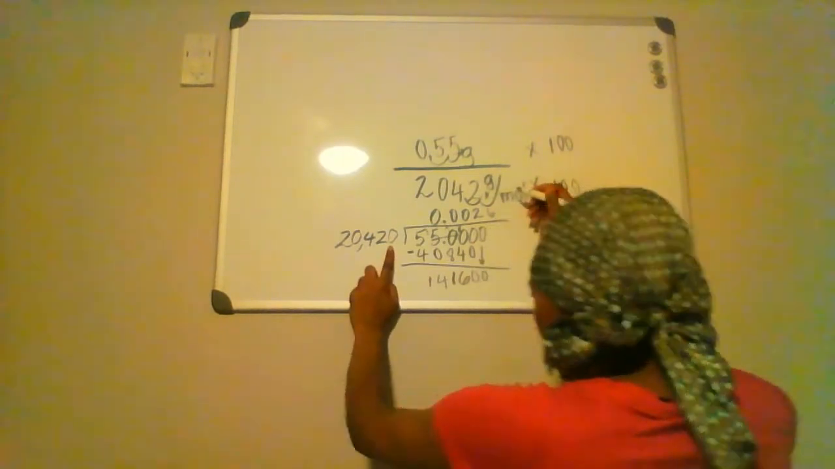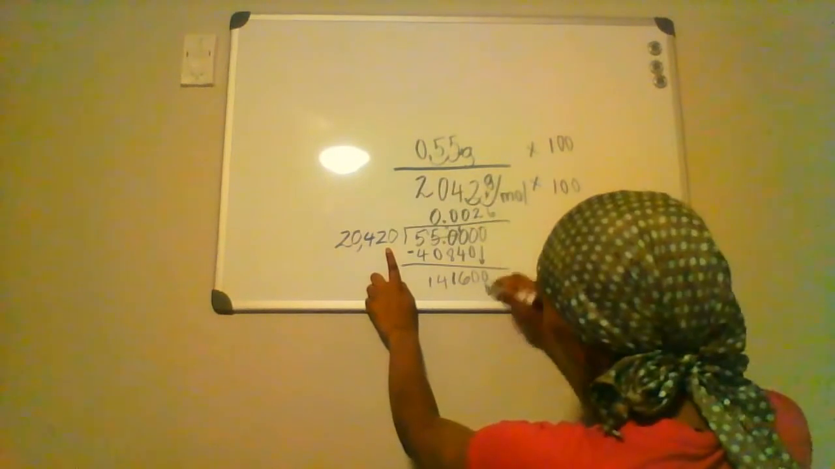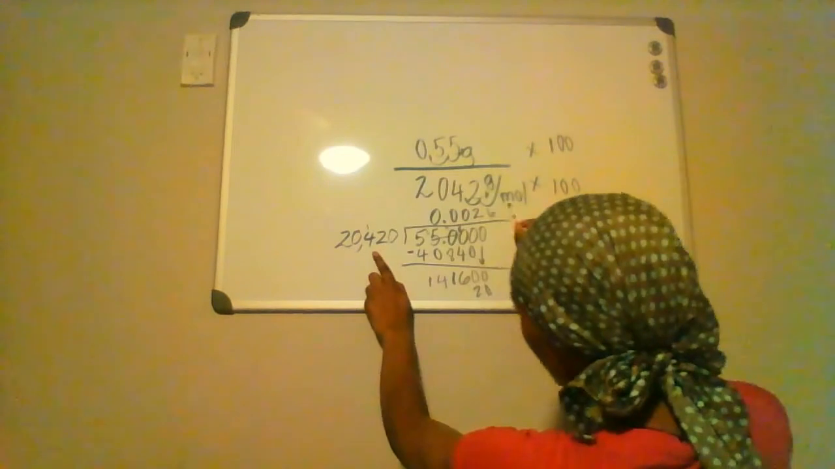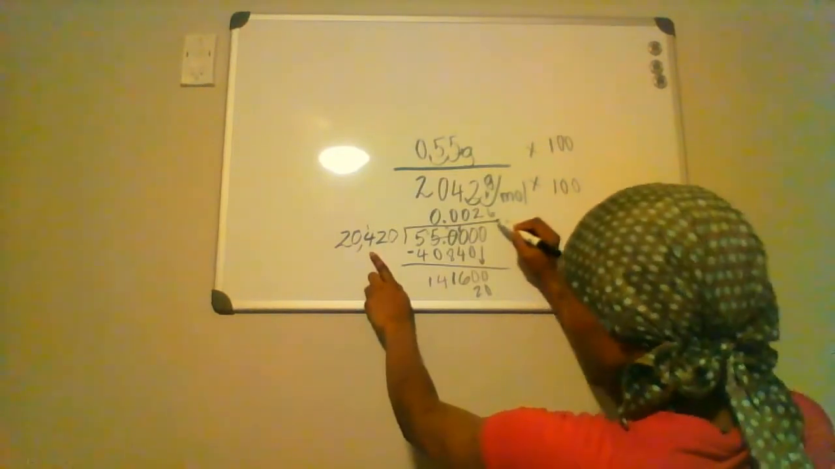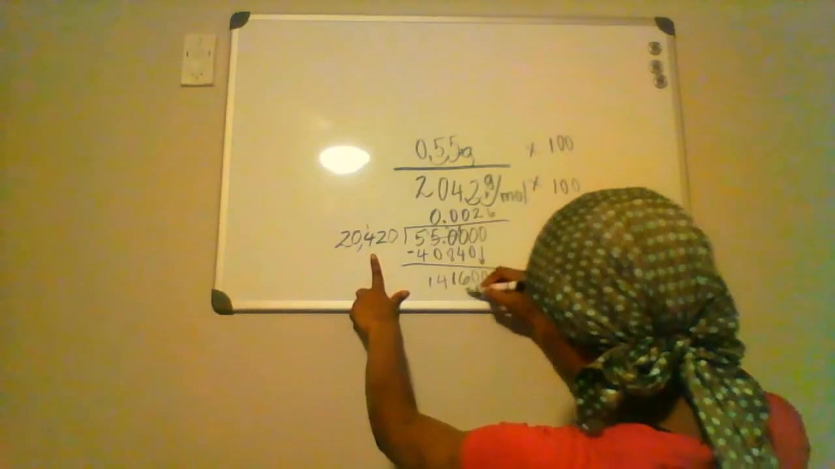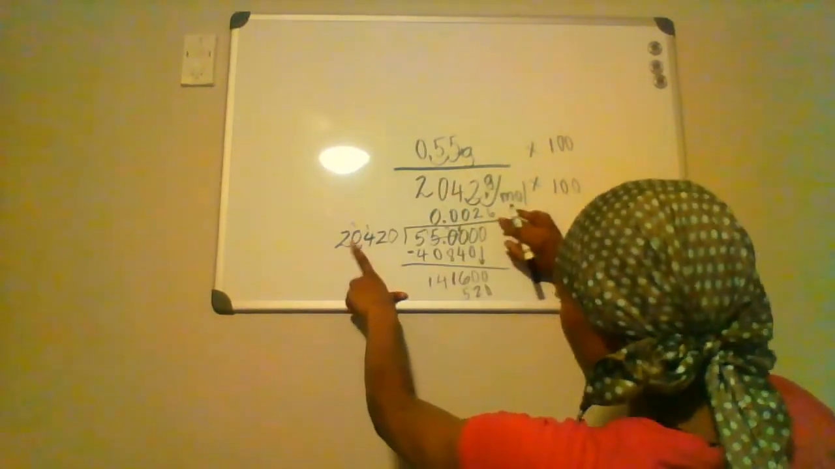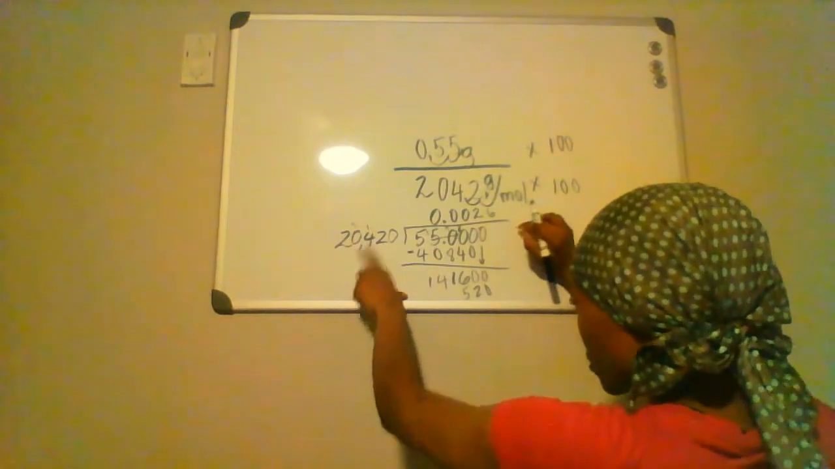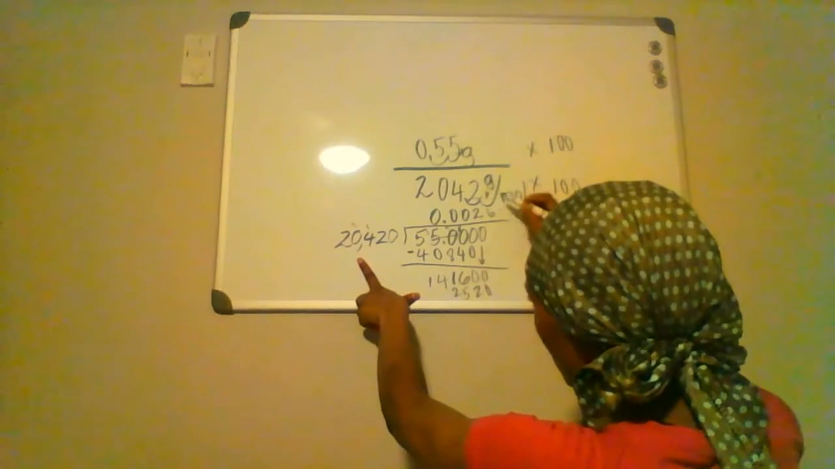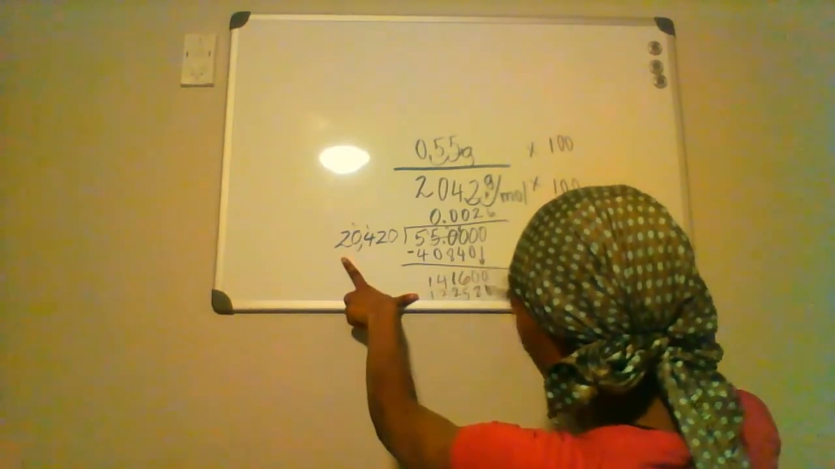So 6 times 0 is going to give us 0. 6 times 2 is going to give us 12. Write the 2, carry the 1. 6 times 4 is going to give us 24, plus this 1, 25. Write the 5, carry over the 2. 6 times 0 is 0, plus 2 is going to give us 2. And 6 times 2 is going to give us 12.